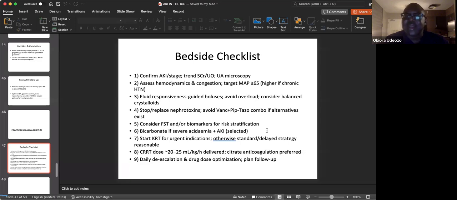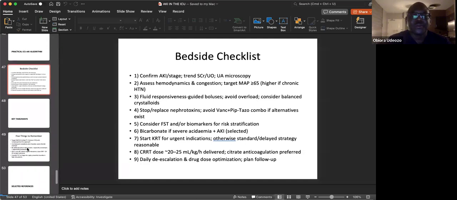Give them sodium bicarbonate replacement if they are candidates, meaning stage 2 or stage 3, or they have severe metabolic acidosis. Start renal replacement therapy for your standard indications. No need starting early, and use optimal dose also.